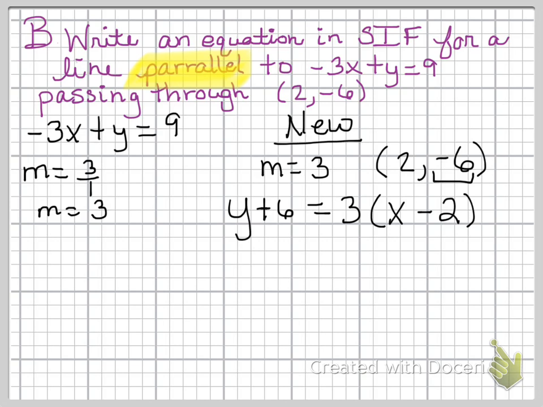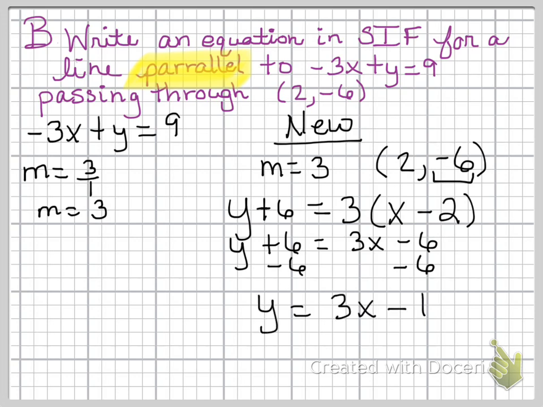So that is my y equals mx plus b. So I need to first go ahead and solve by distributing: 3x minus 6. Then I need to get everything away from my y. So minus 6, and then I have y is equal to 3x minus 12. This is my final answer.